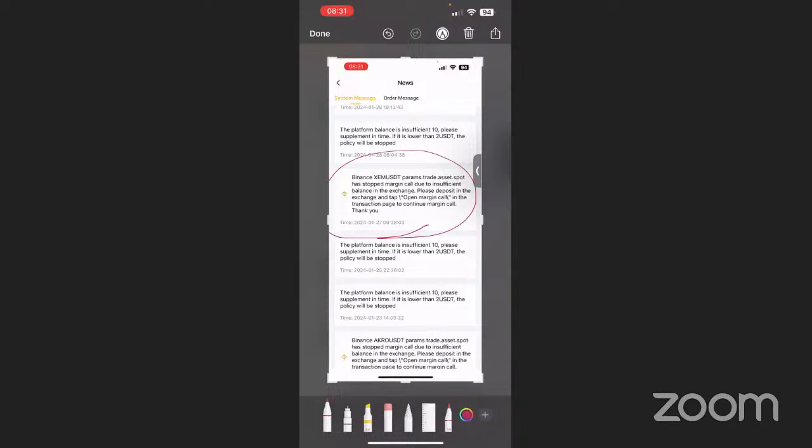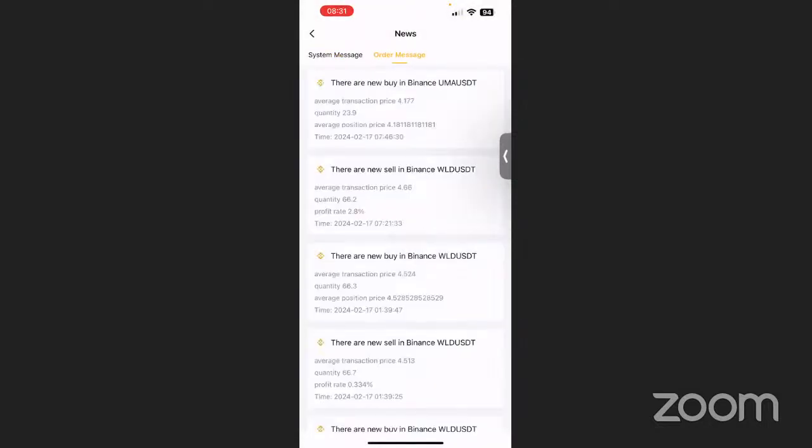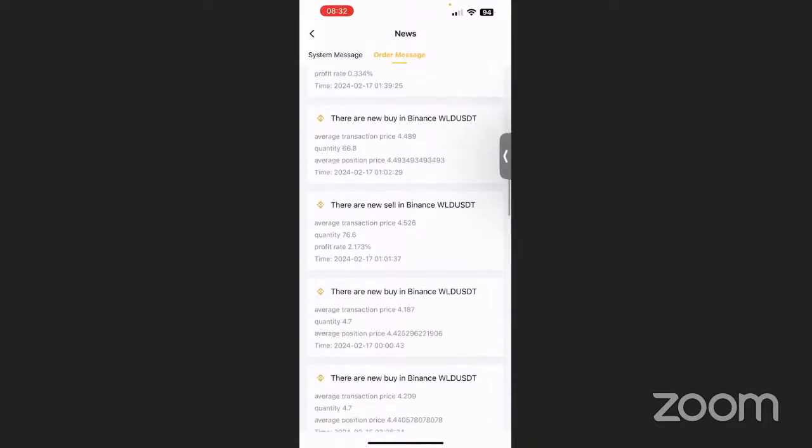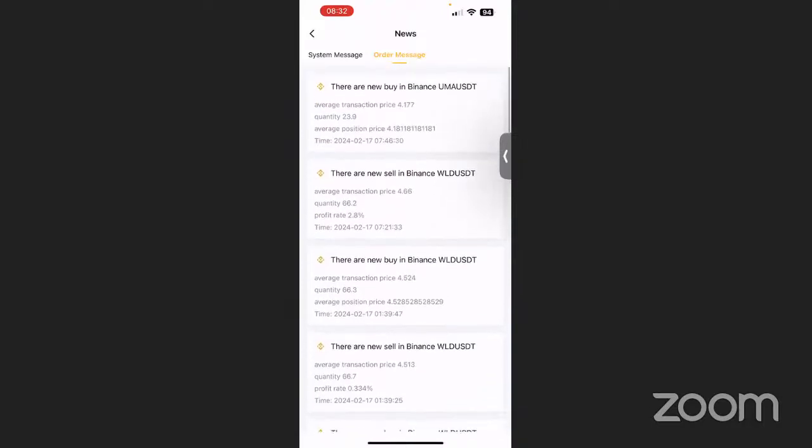All right. So that is it under system message. Now let us move to order message. Okay, the order. So under the order message, you actually see messages like new buy, new sell. These are the only two types of messages you get under this tab. You do not get any other message aside these two, buy and sell. Whether you bought it manually or by the robot, or sold it manually or by the robot, it will still come under order message.